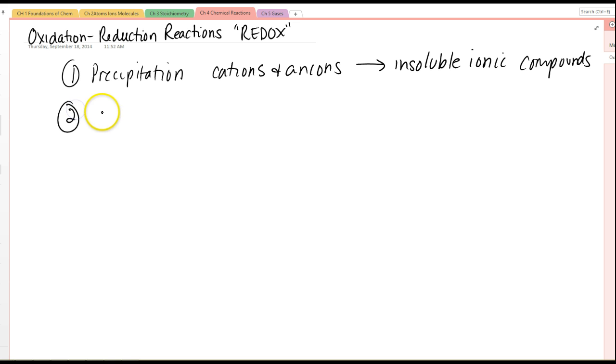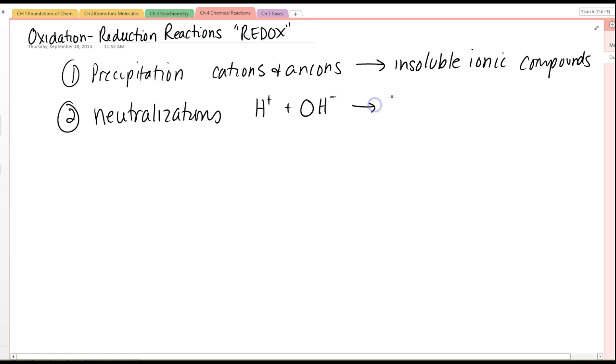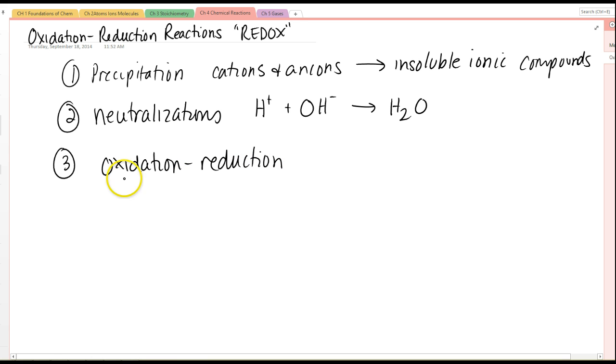The second category of reactions we talked about were neutralizations, where essentially we had hydrogen ions and hydroxide ions combining to form water. The third category we're going to talk about is called oxidation reduction. And they're a pair. There's two kinds of reactions here, oxidation and reduction, but they always come in pairs. This category of reactions, sometimes called redox, involves electron transfer between reactants.